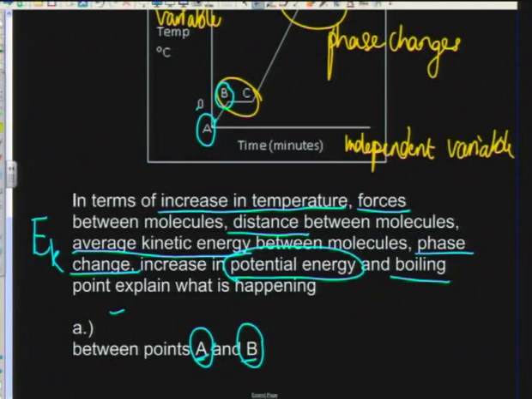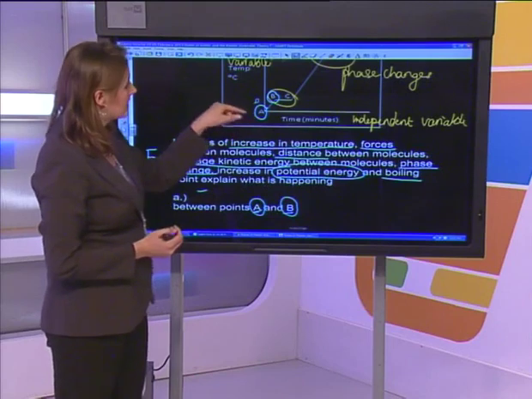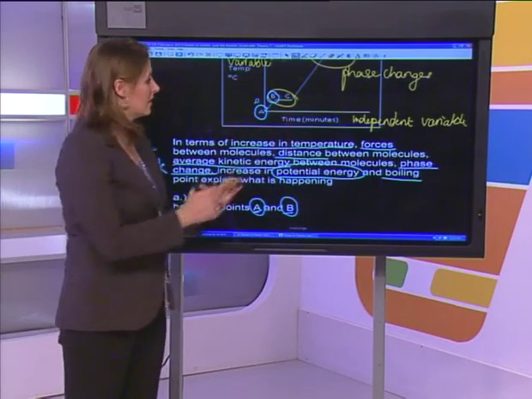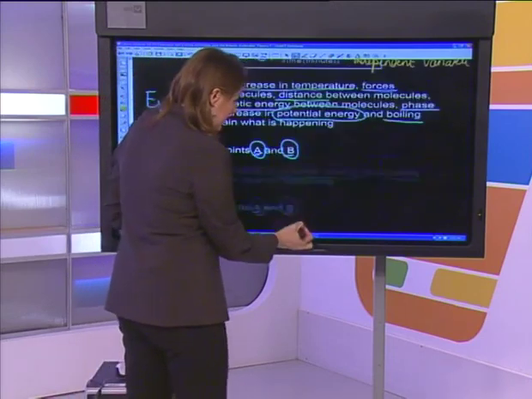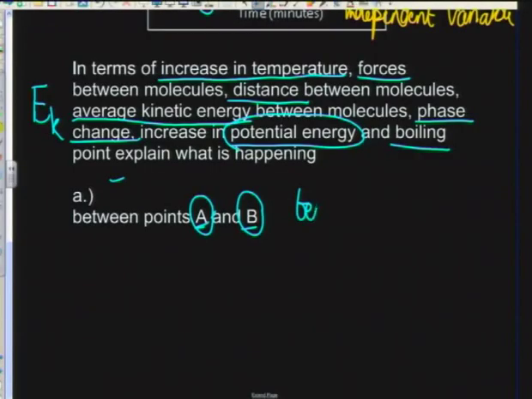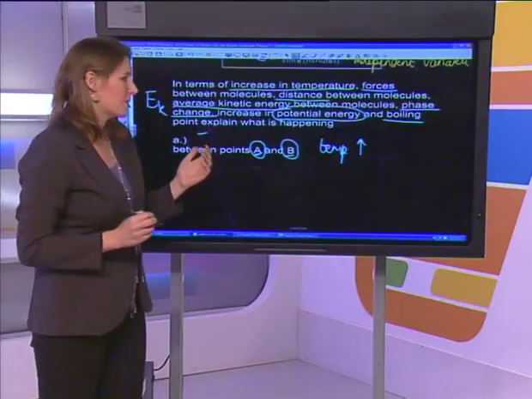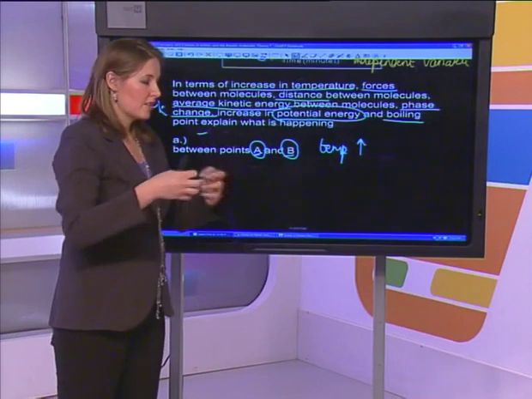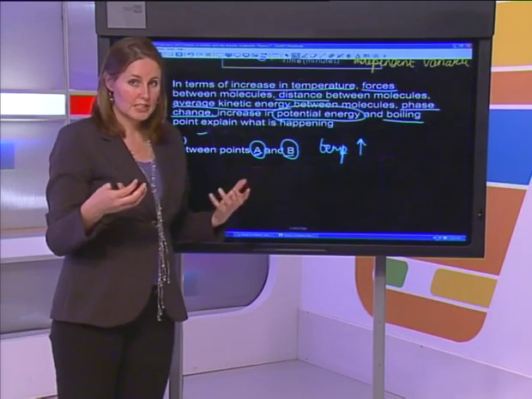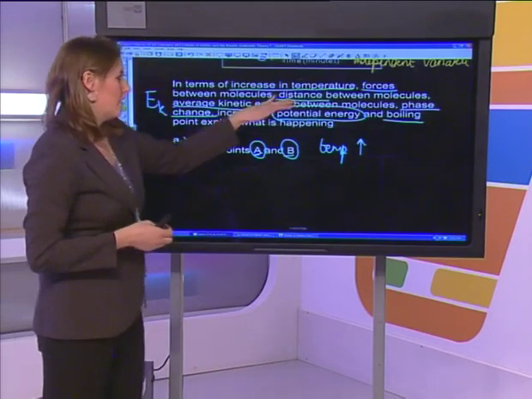Well, between A and B, we can certainly see there's a temperature increase. Would you agree with that? As time goes on, the temperature rises. So let's jot this down. We've got a temperature increase. What is happening with the forces between molecules? Well, they're not changing that much because it's still in the same phase. The particles will be moving faster, but not much.